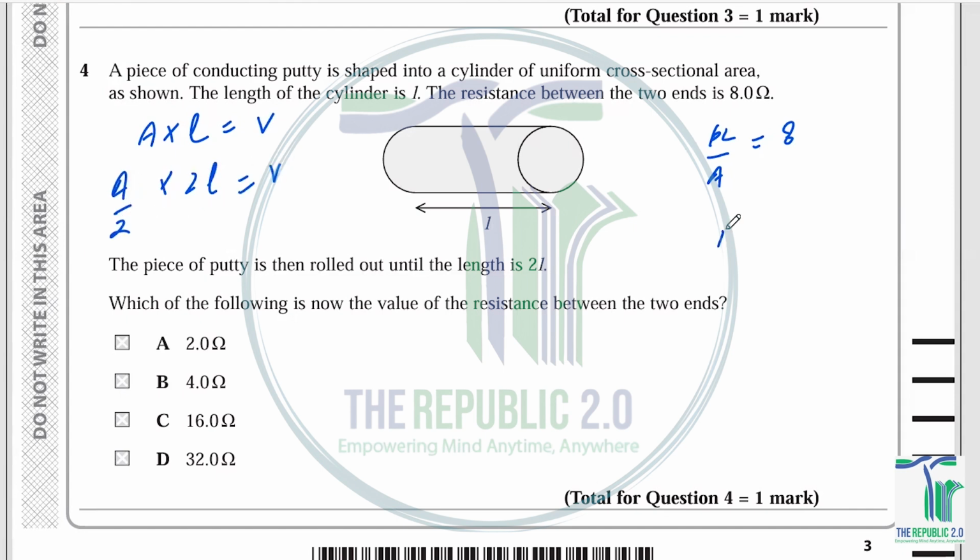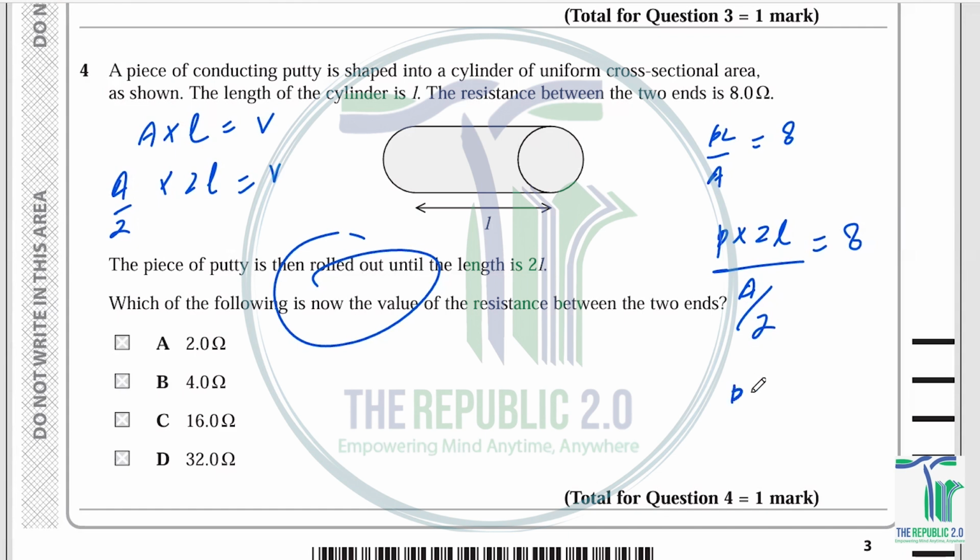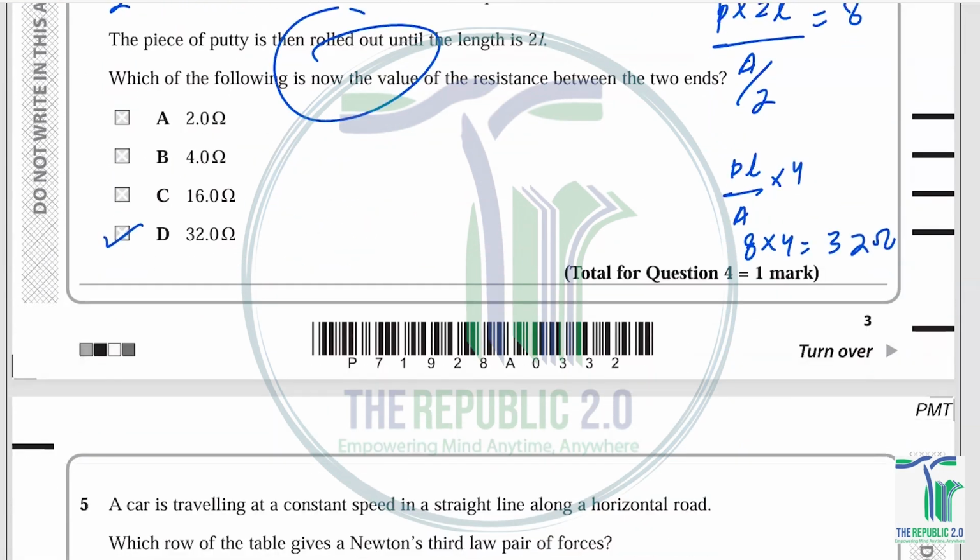If you're doubling the length, you have to decrease the area by a factor of 2. So now, rho as it is, in place of length I'm going to write 2L, and in place of A, I'm going to write A upon 2 for the second one. Now I would have rho L divided by A times 4. Rho L upon A, the original resistance, was 8. So 8 times 4 has to be 32 ohms. That is why I'm going to go with option D.